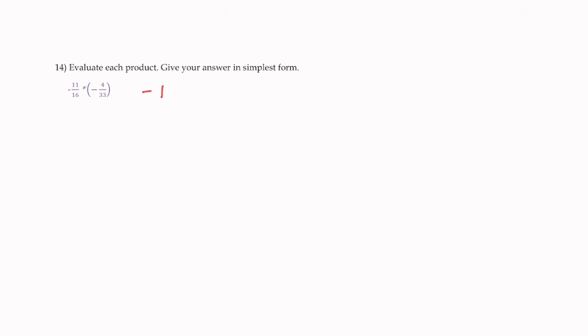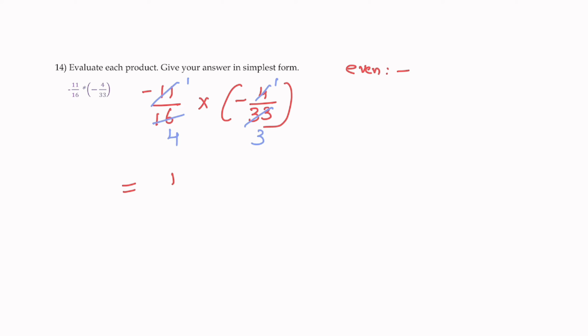Next, minus 11 over 16 times minus 4 over 33. The answer has to be positive because we have an even number of negative signs, right? Let's do the cancellations. 11 times 3 and 4 times 4, which gives us 1 over 12.